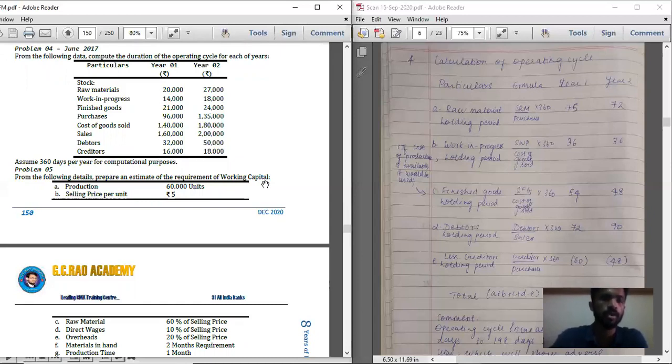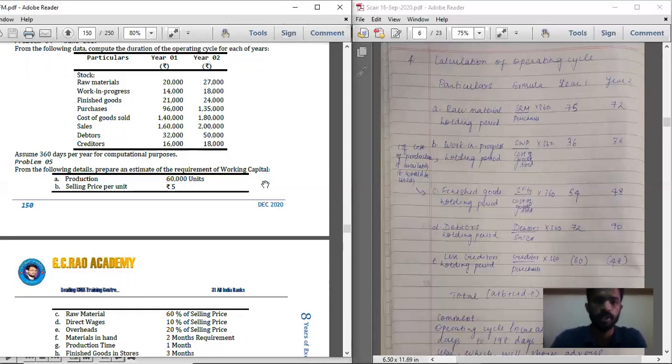Cost of goods sold in a year is 1,40,000, 1,80,000. Sales in a year 1,60,000, 2,00,000. Debtors 32,000, 50,000. Creditors 16,000, 18,000. These are the different data they have given. Assume 360 days per year for computational purposes. For computational purposes, they are asking you to assume 360 days per year. So with this, we can calculate the operating cycle.